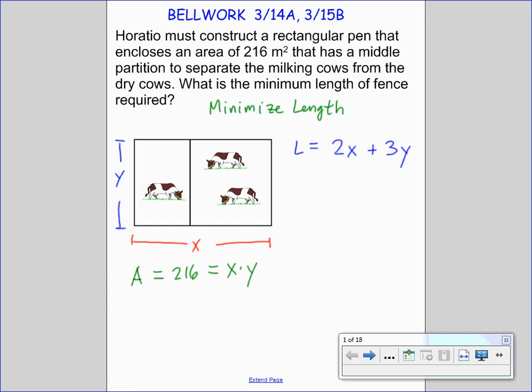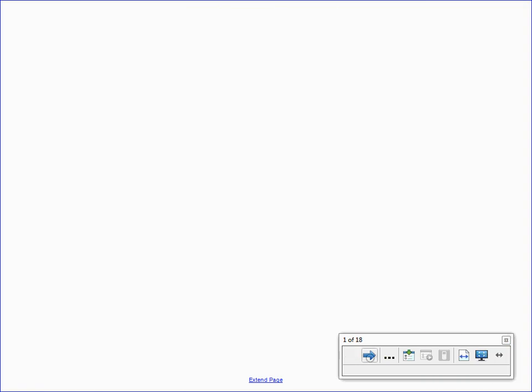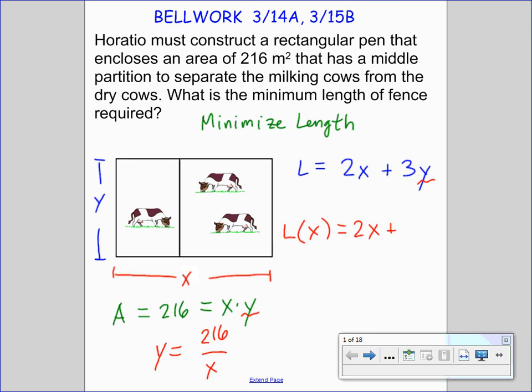Therefore, if I were to solve this for y in terms of x, I could plug into my L formula and have a function L of x with a single variable, just x's. So I'm going to go ahead and rewrite this: y equals 216 divided by x. And now I can write my L of x formula. So L of x will be given by 2x plus 3, and then I'll substitute in. My expression for y is 216 over x.